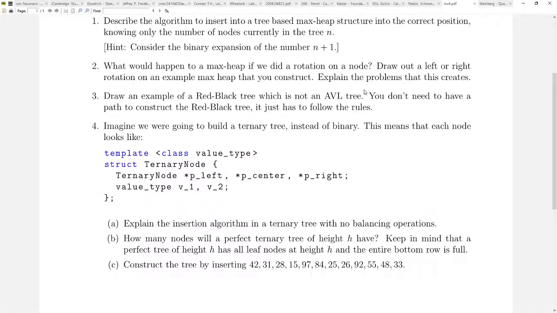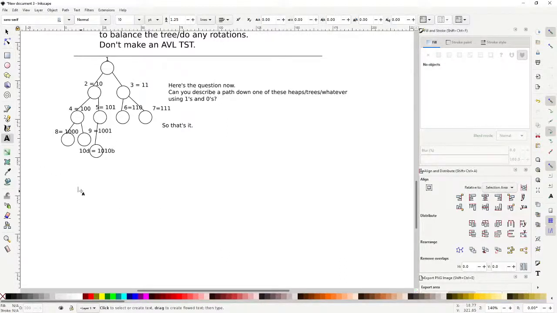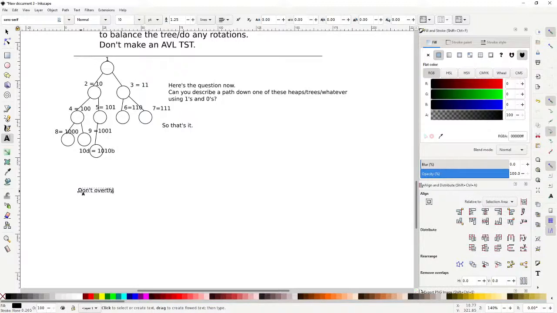Okay, so, all right, cool. I think that's it for the homework. Isn't that exciting? I like number 2. So don't overthink number 2, okay? The only thing I'm going to say about it is don't overthink it, right? Just literally do a rotate.